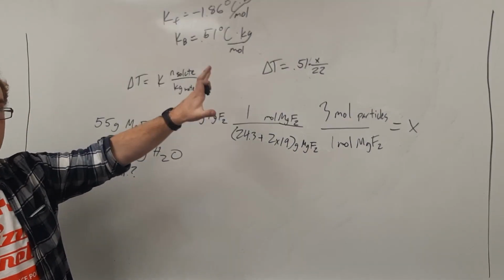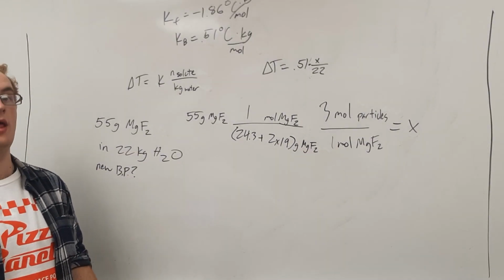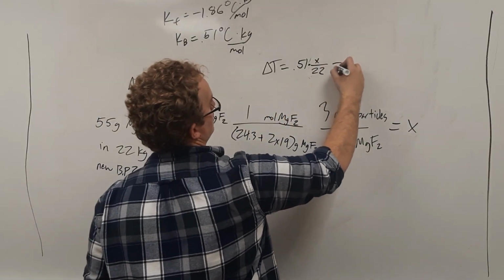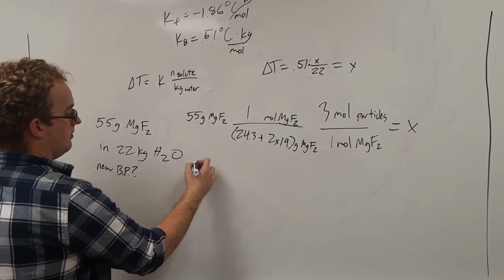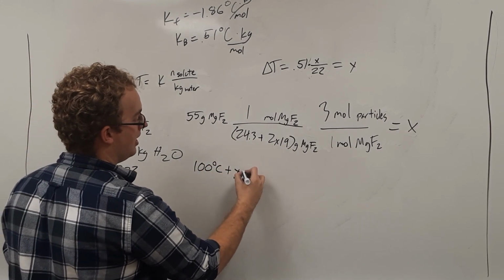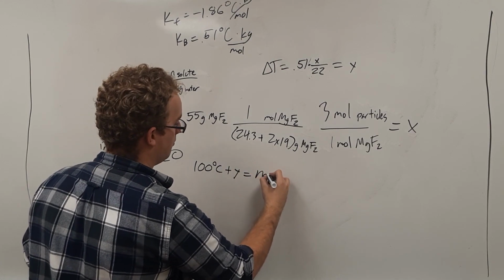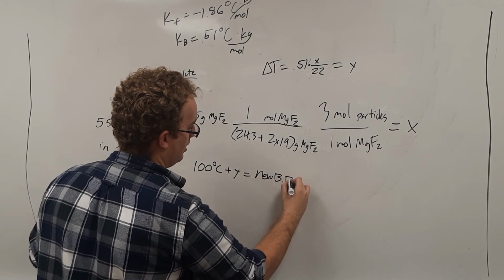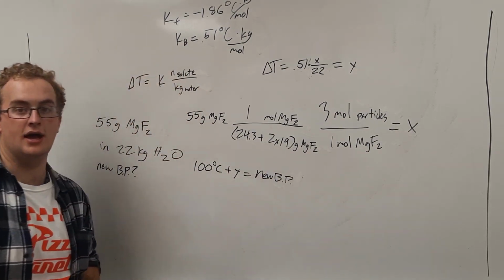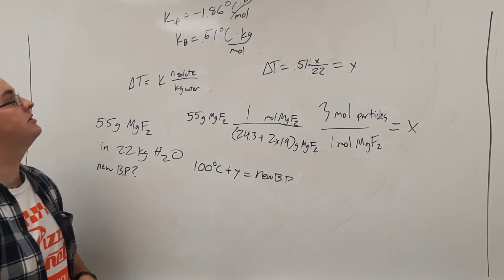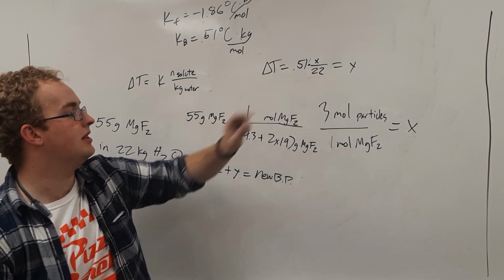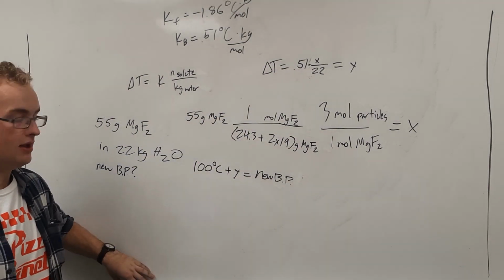Now we're not done. That's just how much the boiling point went up, right? So now we need to take that number. I'll say this equals y. The normal boiling point of water is 100 degrees Celsius, plus y equals the new boiling point. And there's no question mark, we figured it out. And that's how you do that kind of problem. You would just switch some of these numbers. If you're doing freezing point, you would put that number in right there. Okay, hopefully that's helpful.